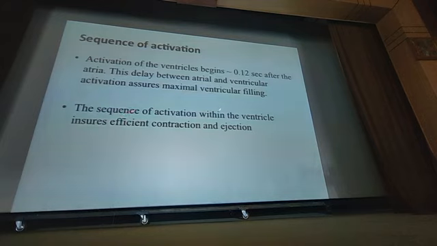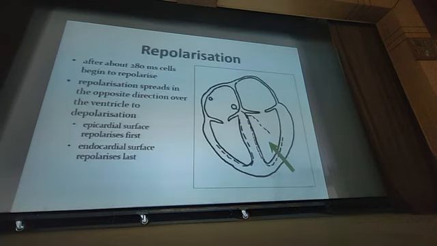Also, the sequence of activation within the ventricle is very important. It ensures efficient ejection. The endocardium depolarizes before the epicardium. This sequence of events causes a cardiac delay. Otherwise, the tissues might press against each other and lead to less efficient ejection.